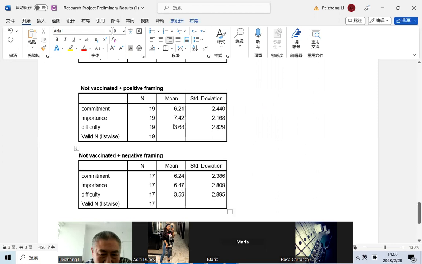How about the difficulty? Not too much difference. So one measure looks good: importance. Those people who receive the positive framing think it's more important than those people who receive negative framing. But we don't know whether this difference is big enough to be significant. Next time, I'm going to show you how to determine the significance level. But now just look at the descriptive statistics.